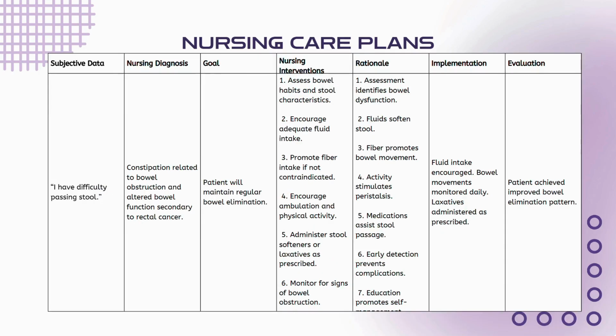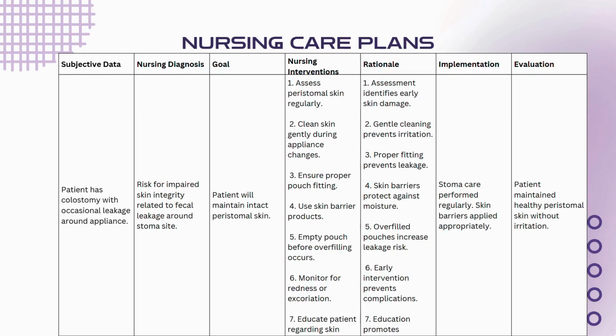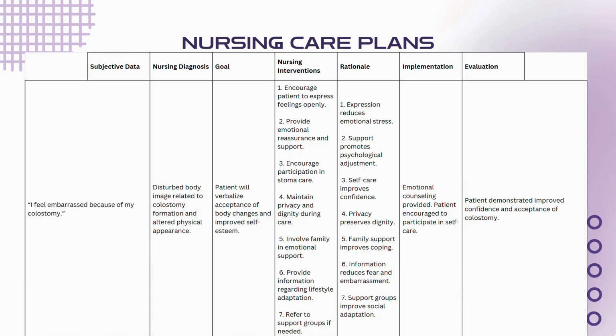Then the second nursing diagnosis is constipation related to bowel obstruction and altered bowel function secondary to rectal cancer. This is also a sample care plan. Then one more sample care plan over here is risk of impaired skin integrity related to fecal leakage around the stoma site. Go through this also. Then the fourth care plan, disturbed body image related to colostomy formation and altered physical appearance.